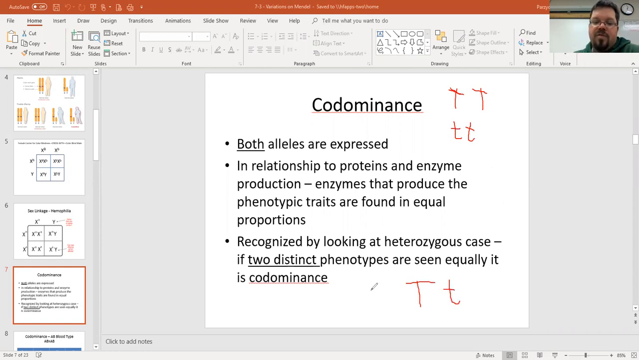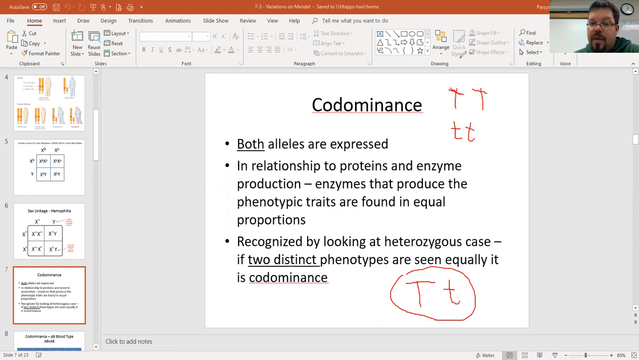So in the heterozygote case, in those individuals that are heterozygous in the case of codominance, what you see is these two distinct phenotypes are both expressed and they're both equally expressed. So interestingly enough.